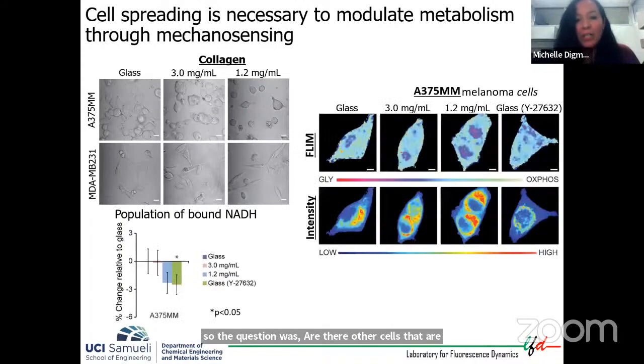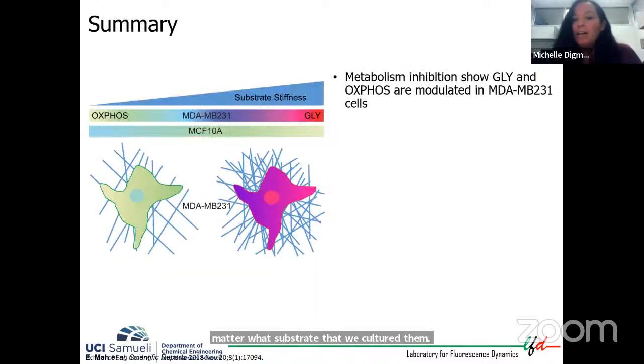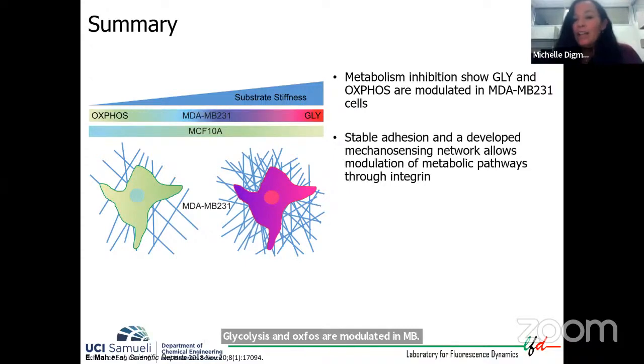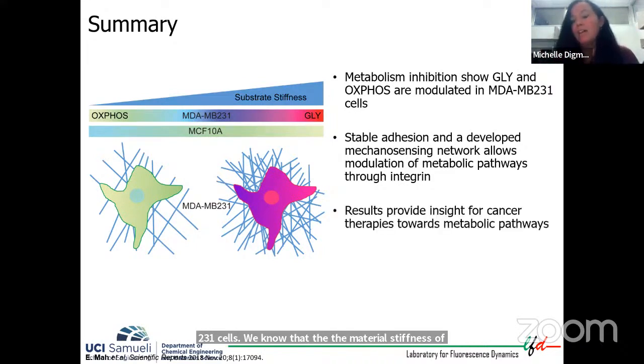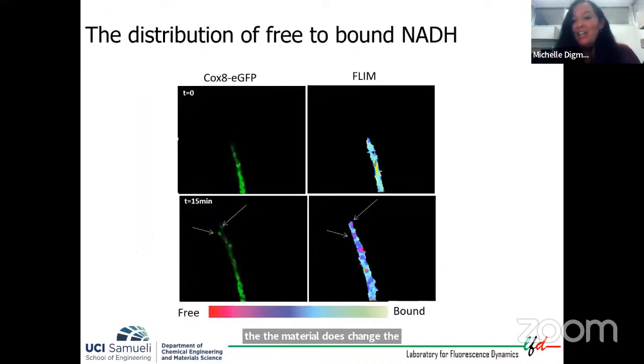So we tried melanoma cells, and these melanoma cells on different substrates, glass, dense collagen, or not as dense collagen, they seem to have the same metabolism no matter what substrate that we cultured them on. So in summary, the metabolic inhibition shows glycolysis and OXPHOS are modulated in MB231 cells. We know that the stiffness of the material does change the metabolism of the triple negative tumor cells. And now the question is, what happens in 3D space?